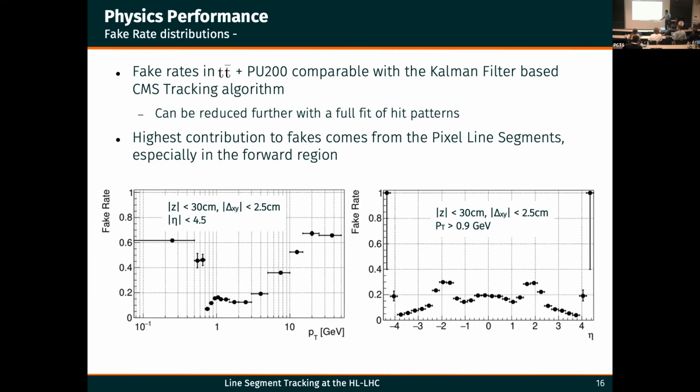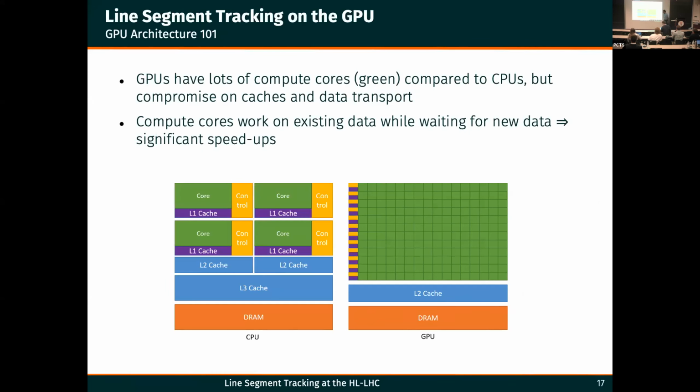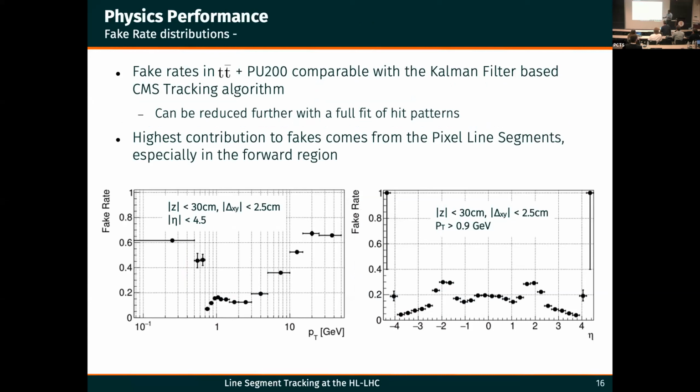Then on the fake rate front, most of these fakes out here come from the pixel. They mostly come from pixel seeds, because we're using a very dirty sample of pixel seeds. Other than that, on the data side, especially in the central region where our algorithm does its magic, our fake rates are quite consistent with the baseline. Okay, so this is on the physics front.